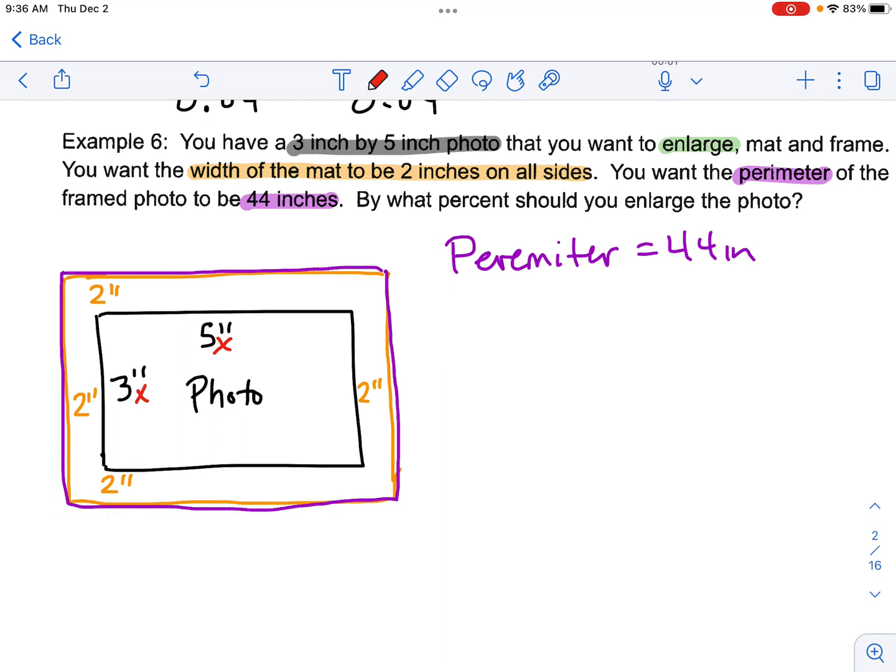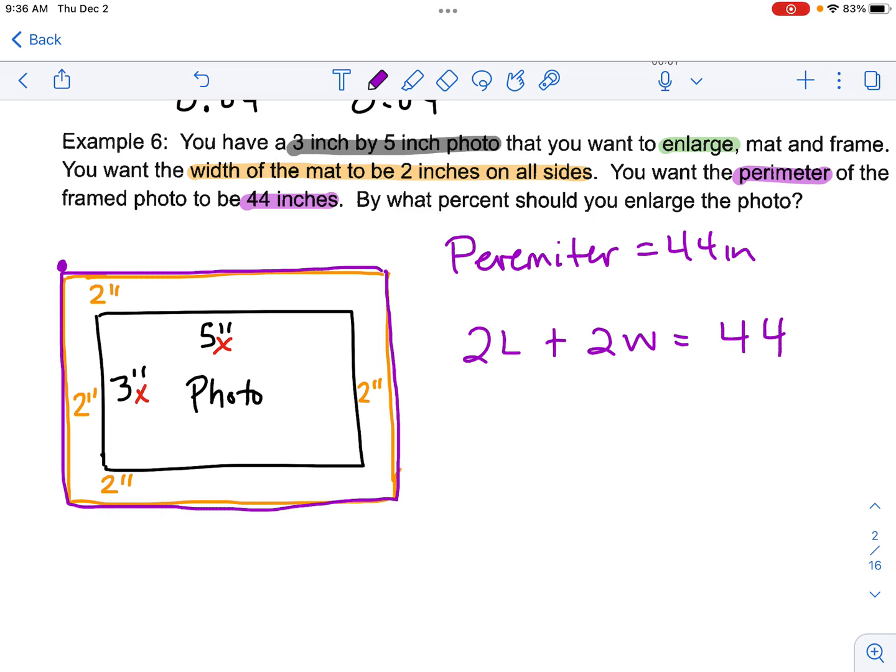Okay, so now we know the perimeter is 2 times the length, back to purple, 2 times the length plus 2 times the width, and that's going to equal 44. But this is too many variables. We need just one variable. So let's take a look at the length.